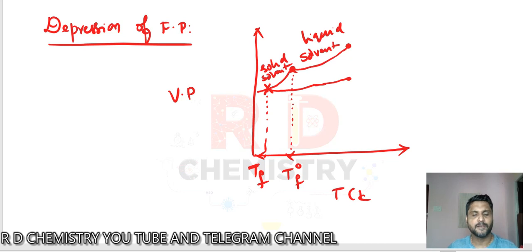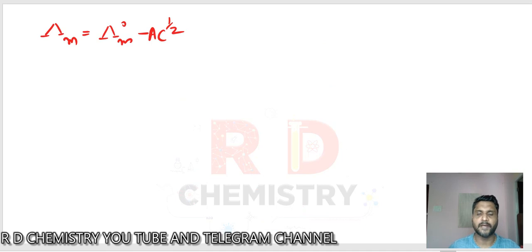So what is the freezing point of any substance? Freezing point is that temperature at which the vapor pressure of the solution becomes equal to that of the pure solvent. Clear? So this difference, whatever difference is there, is called the delta Tf. Right?